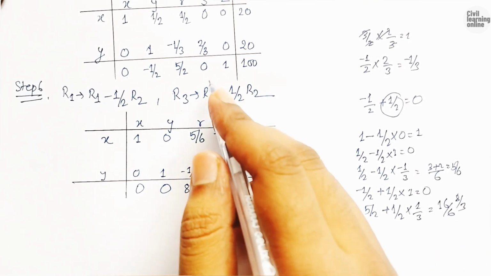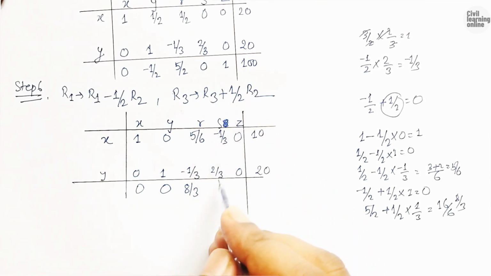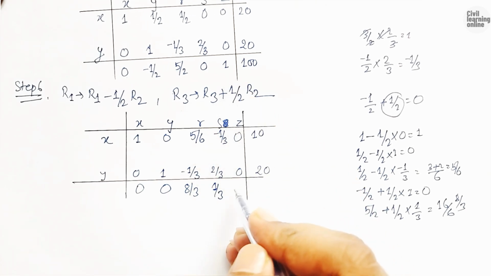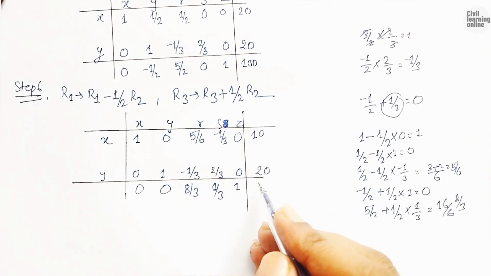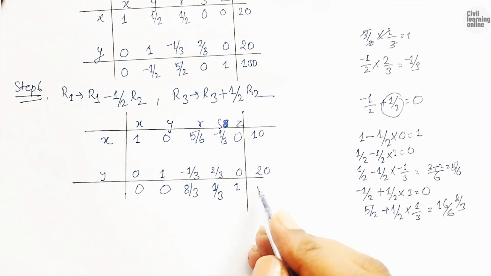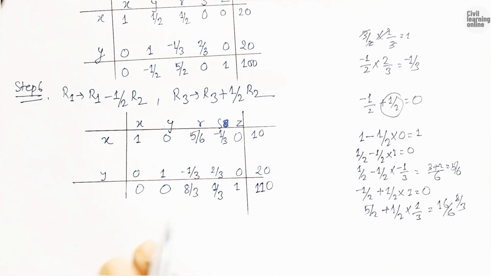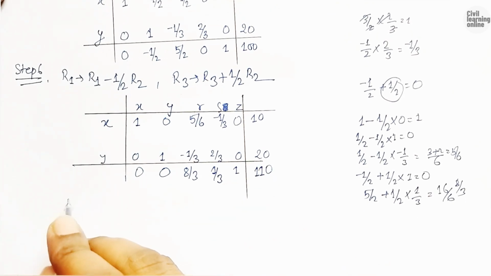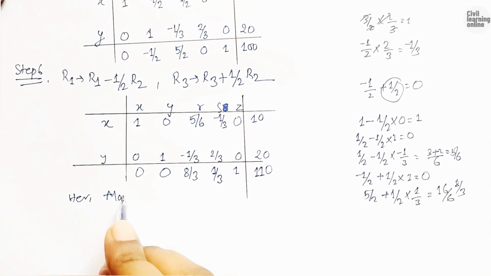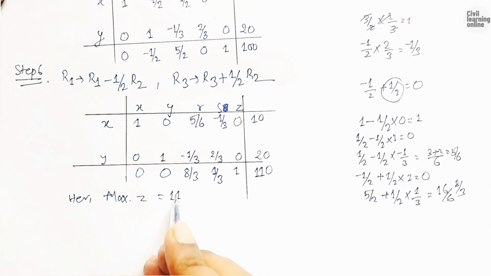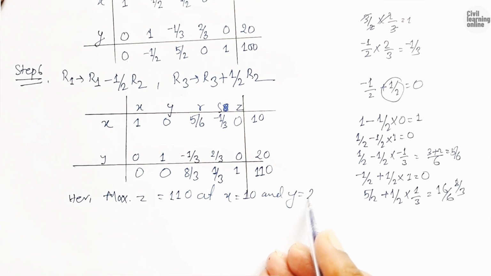Now here R3 is 0 plus 1 by 2 times 2 by 3, which is 1 by 3, and here we have 1 plus 1 by 2 times 0, so we will have 1, and 100 plus 1 by 2 times 20, which is 10, so we will have 110 here. So we can write that max Z equals 110 at x equals 10 and y equals 20.